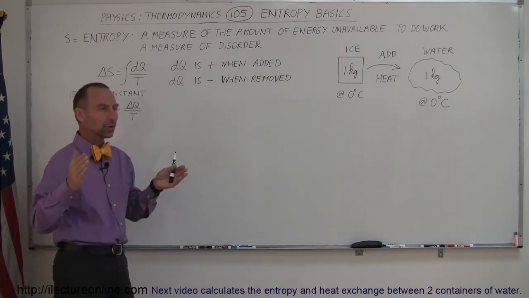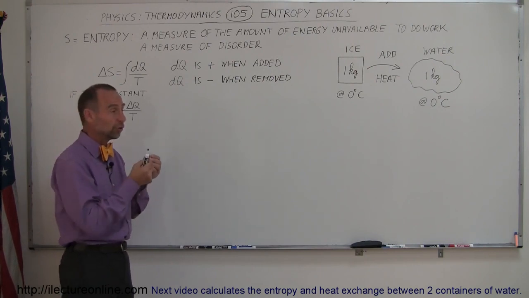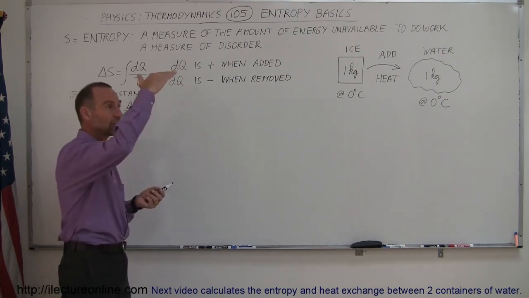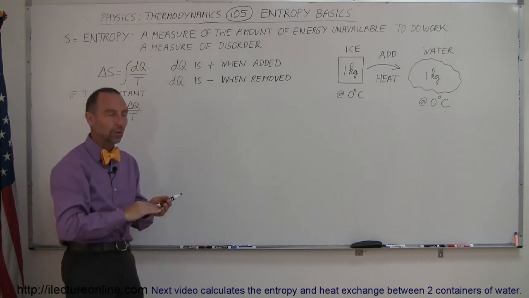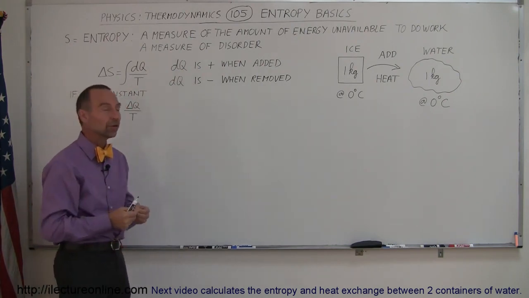So in thermodynamics, we transfer energy from one to another, and usually during that process we can use available energy to do work. But once it's gone from a hot reservoir to a cold reservoir, it's no longer available. And so it's a measure of that unavailable energy.